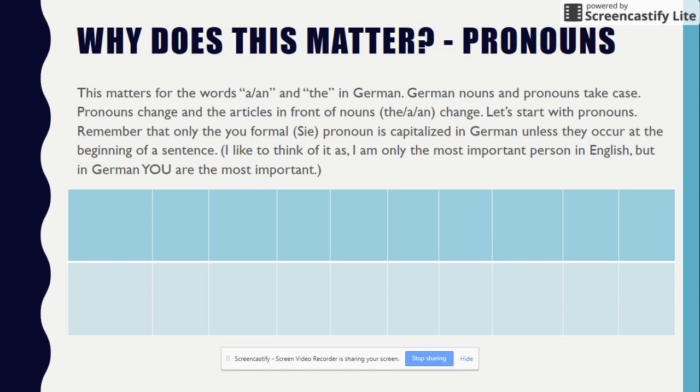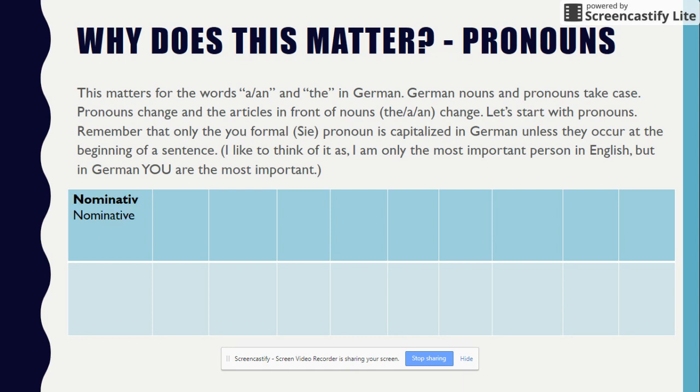Let's start with the pronouns. Remember that only the "you" formal, Sie, pronoun is capitalized in German, unless they occur at the beginning of a sentence. I like to think of it as: in English, "I" am the most important person, but in German, "you" are the most important. We're going to begin with nominative.